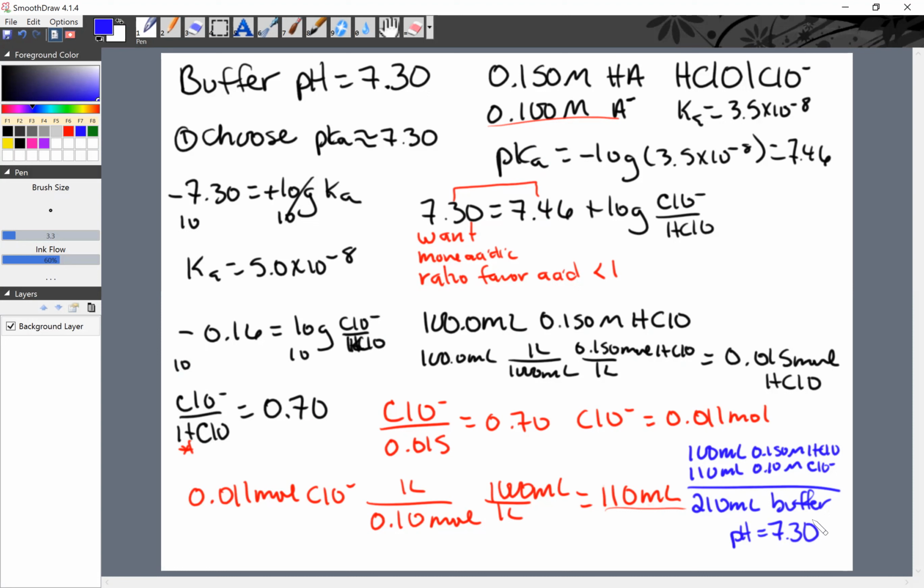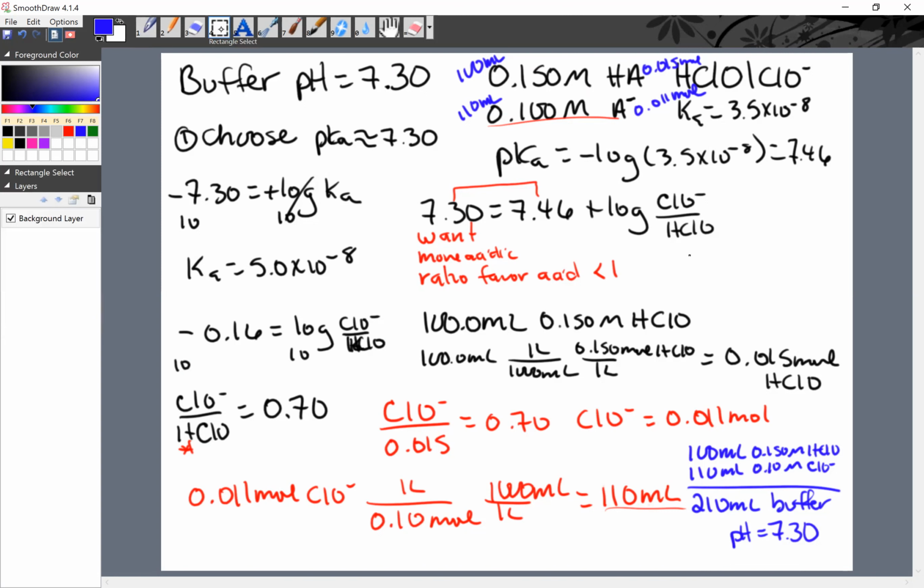All right, and so you would choose whatever buffer system is closest to the pH that you want. Right now, let me write a couple notes up here to myself. This we used 100 milliliters. This we used 110 milliliters. This one was 0.015 moles. And this one was 0.011 moles. All right, so that's what I have. Gonna erase the bottom portion here.